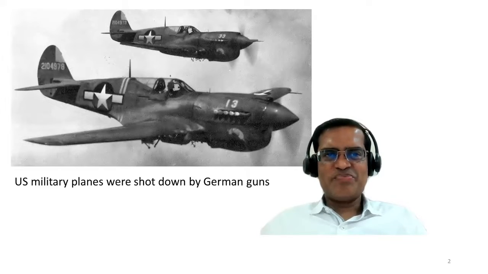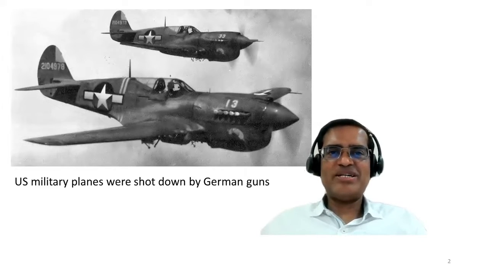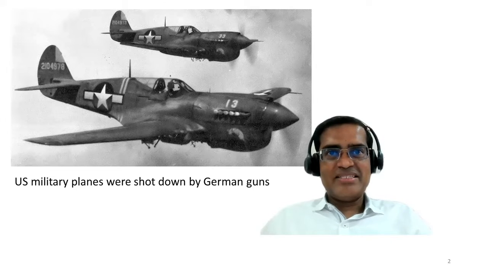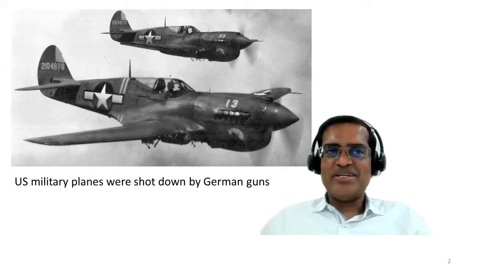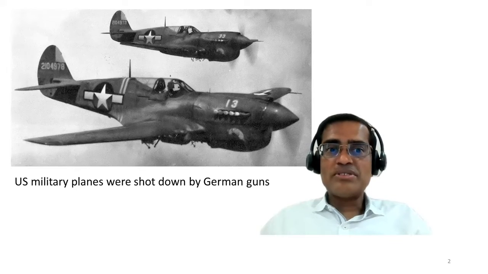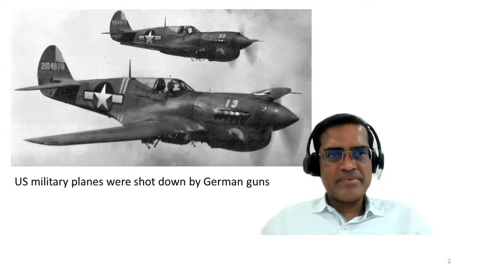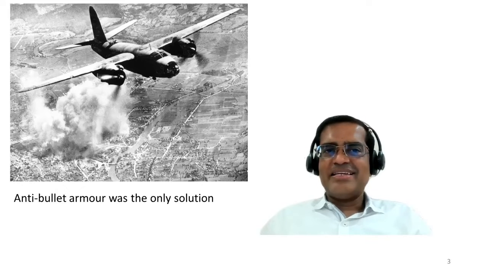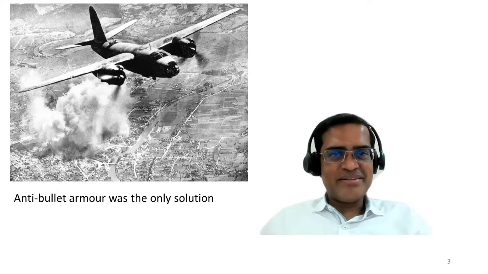During World War II, American fighter planes were shot down by the Germans and the US was losing a large number of fighter planes. The challenge was how to make the US fighter plane survive the onslaught of German bullets. How to reduce the aircraft casualties. The solution was very easy. Just install additional anti-bullet armor of hardened steel alloy.